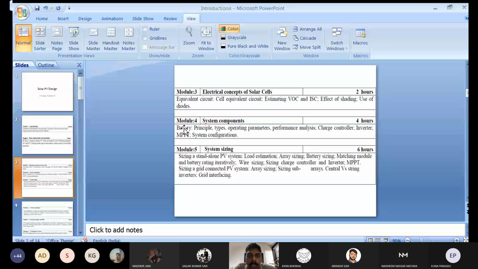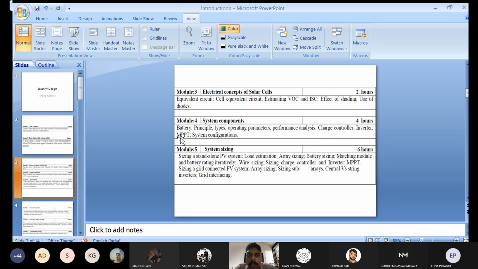So the battery, inverter, their types, operating parameters, performance, and then charge control. Charge control means an electronic device so that the battery will not get overcharged. There should be some control. The battery should also not be drained out completely. There should be some control. So the charge controller controls all these things in this system.